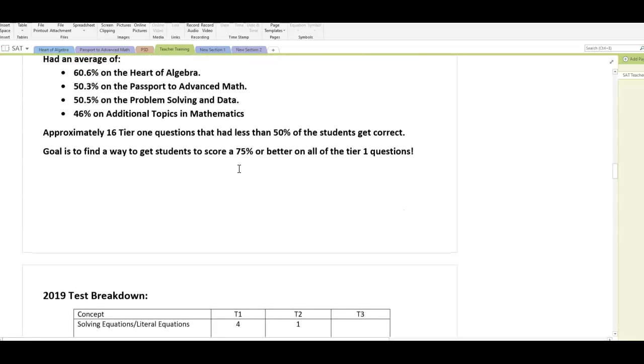So our ultimate goal is to find a way to get students to reach a 75% or better on all of the Tier 1 questions that I labeled in the 2019 practice exam.